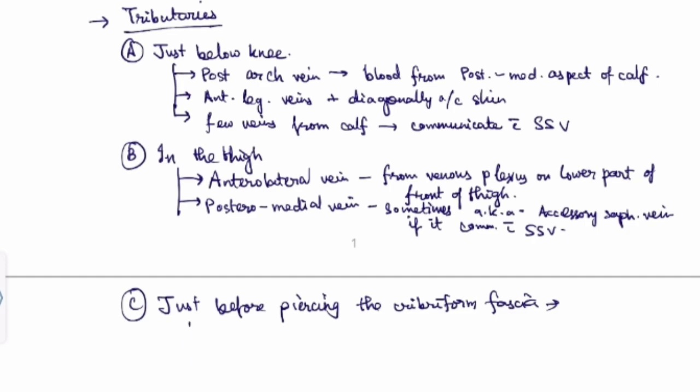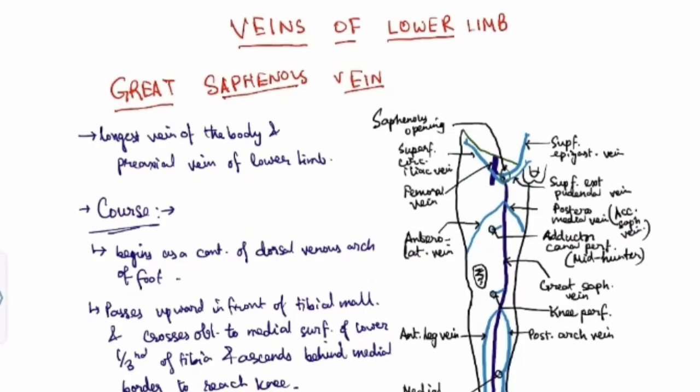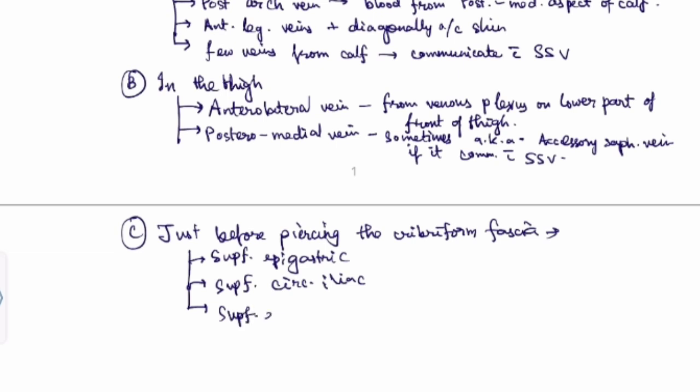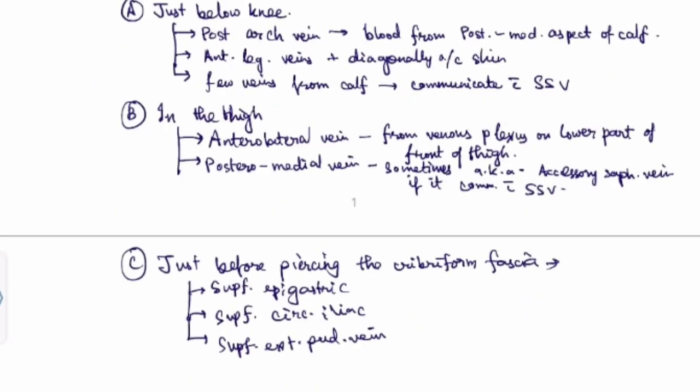So what are they? Let's have a look. Superficial epigastric, then superficial circumflex iliac, and superficial external pudendal vein. So let's have a look at them. I think I didn't show you the thigh ones. Okay, so we'll begin with the thigh ones.